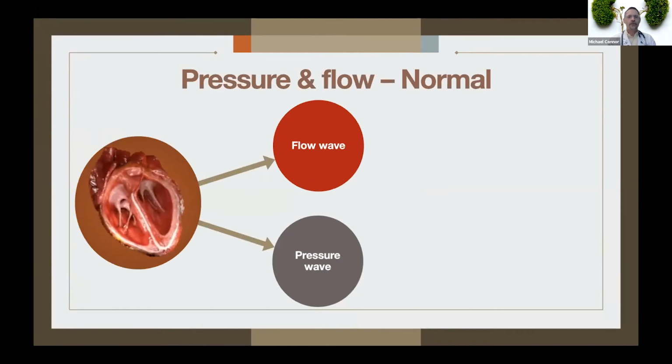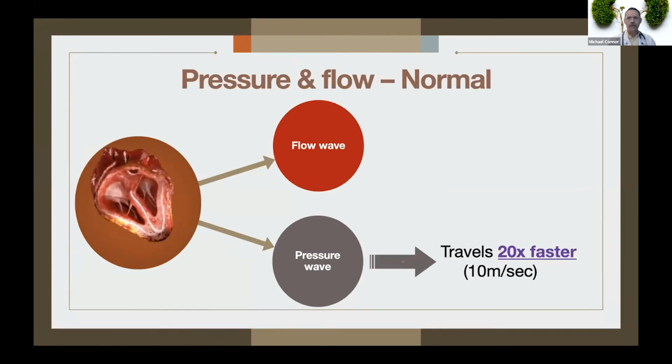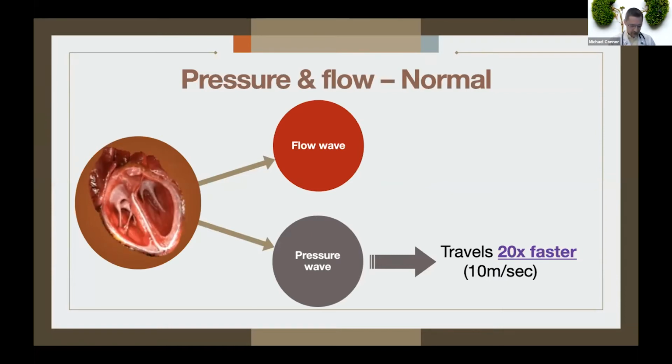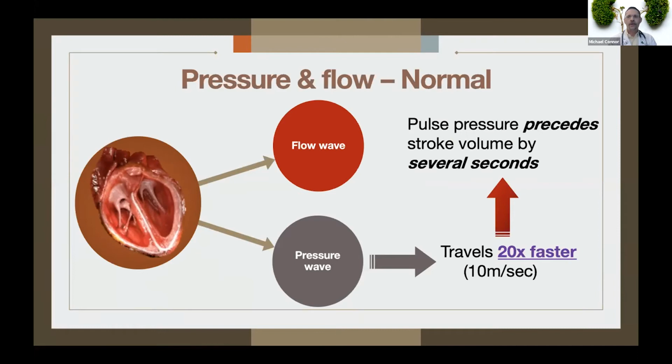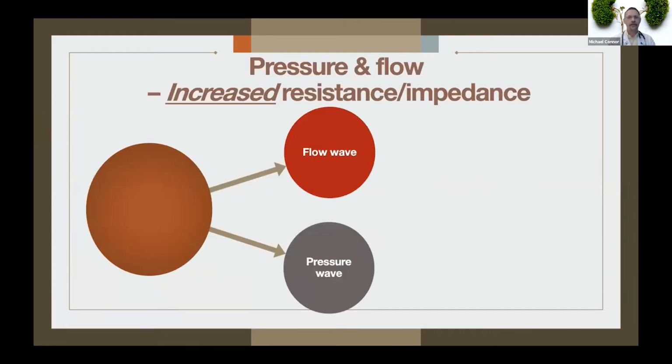So under normal circumstances, when your heart is beating, you get both a pressure wave and a flow wave. So every time the heart beats, you're feeling your pulse, but you're also going to get a wave of blood. And how are those things related? The pressure wave travels much faster, about 20 times faster than the flow wave does. And so as a result of this, the pulse precedes the stroke volume by several seconds. And so when you're feeling the pulse in the radial artery, you're feeling the pressure wave, but the flow is going to follow behind that by several seconds.